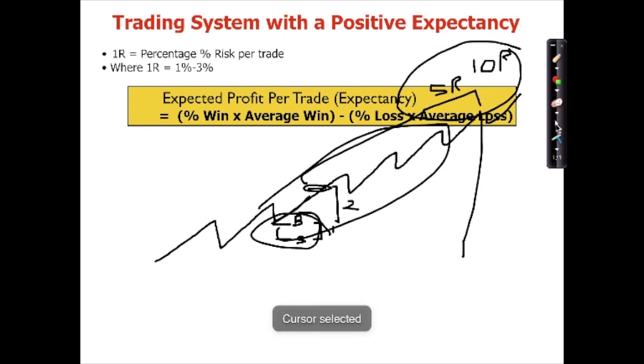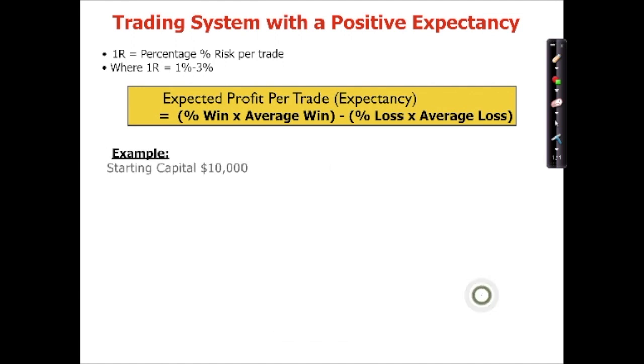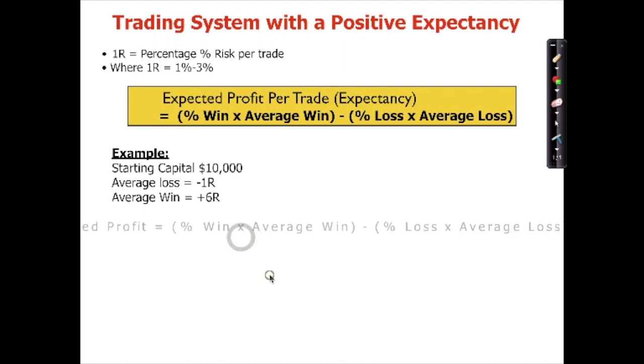Let me give you an example of how someone like Richard Dennis would trade. For example, his loss would be 1R, because he would risk 1% or 3% of his capital. But his average win would be 6R, because he holds the trade for a longer time. He rides the trend and only exits when the trend ends. But again, because of that, it may cause your win rate to be lower.